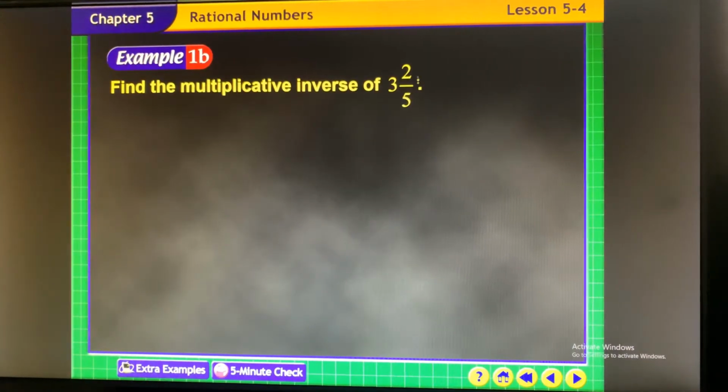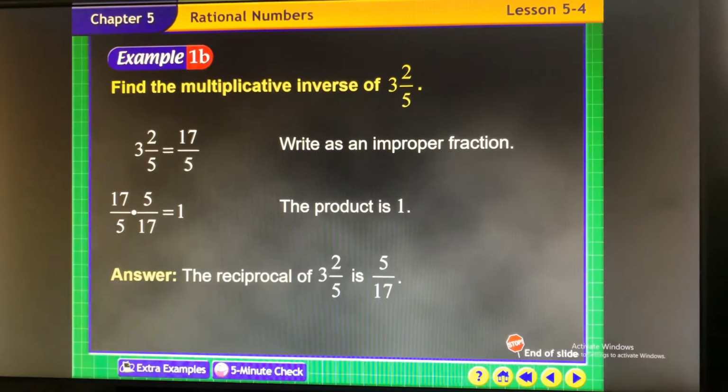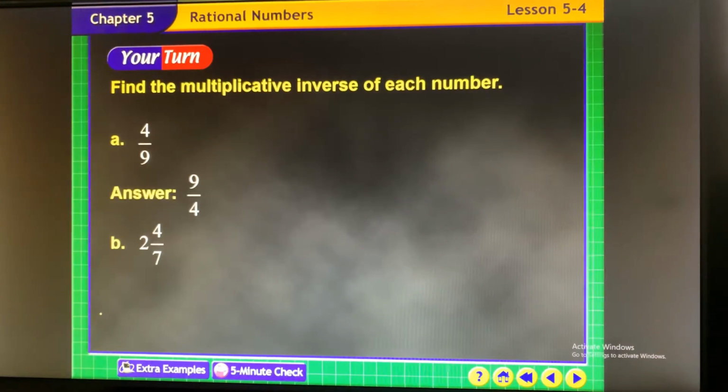Multiplicative inverse of a fraction only. This is not a fraction, this is a mixed number. So first you got to change it into a fraction, then you can flip it. So there's the multiplicative inverse. Okay.